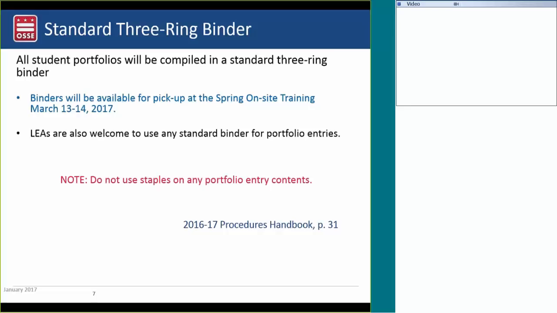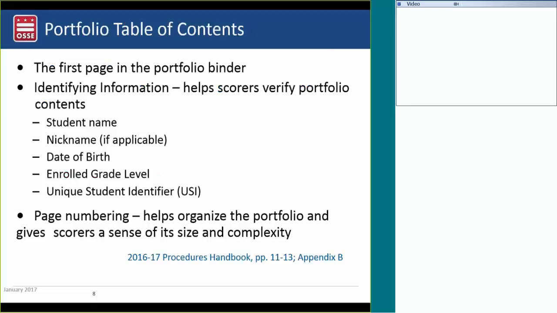Portfolio table of contents. This will be the first page in the portfolio binder. So when the scorer opens up your binder, the first thing they're going to see is the table of contents. It contains identifying information: student name, nickname, date of birth, enrolled grade level, and the unique student identifier, the 10-digit number that identifies the student. And then there is page numbering on the table of contents that you can use to help the scorer have a feel for the size and complexity of the portfolio.